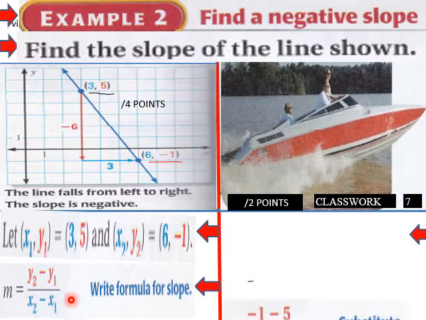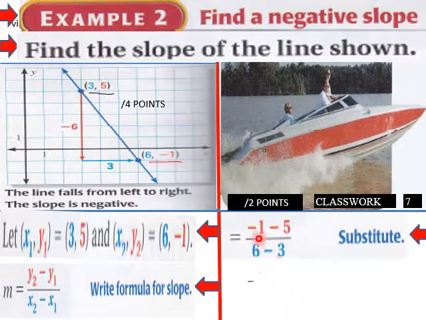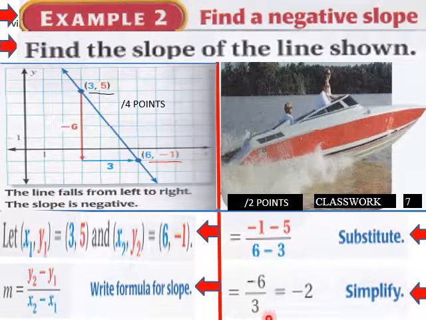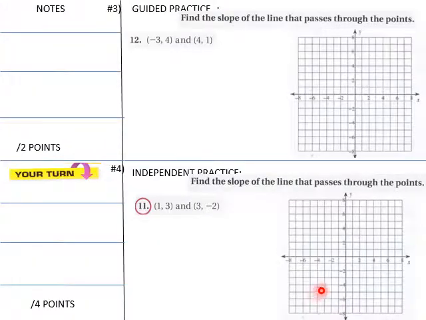So here's our slope formula. Here's our plug-in from our coordinates into our slope formula. -1 minus 5, over 6 minus 3. And we get -6 over 3, so we have a slope here of -2 for this line. -2 would be our slope.